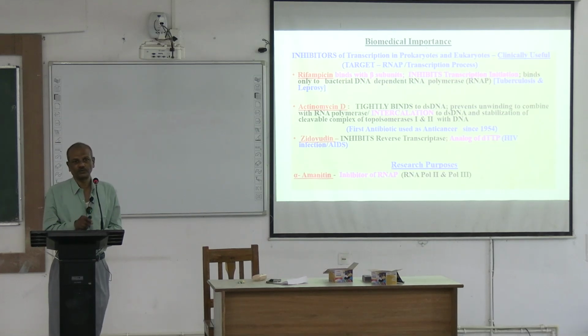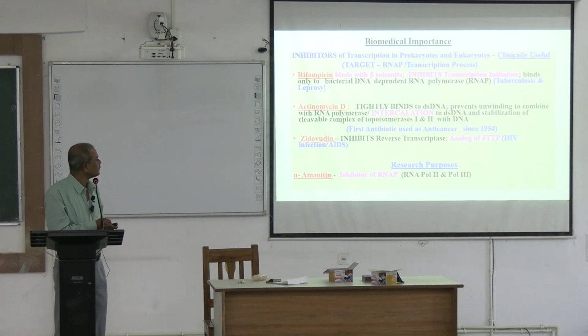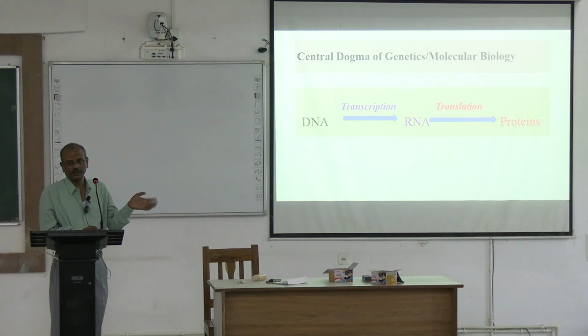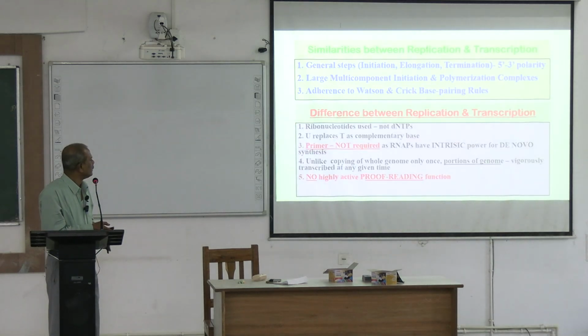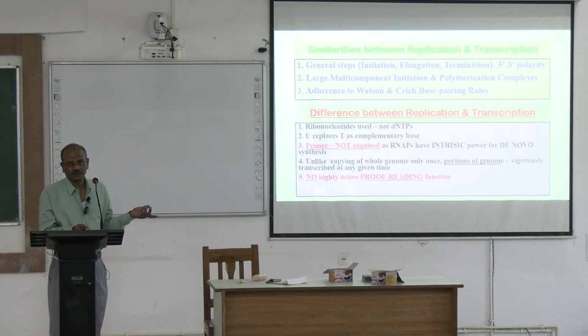So, in the laboratory we want to study the activity of enzymes or many other biochemical reactions, for which some chemicals are used. Alpha amanitin is one related to this prokaryotic transcription. So, as you know, central dogma: DNA to RNA to protein. There is a similarity. If you have not read replication, then you will not understand. The similarity of replication and transcription is almost the same.